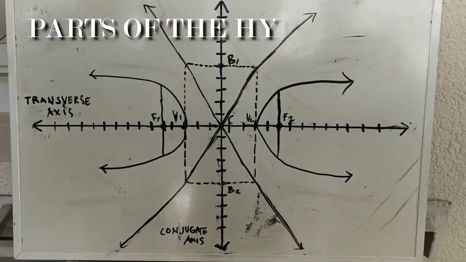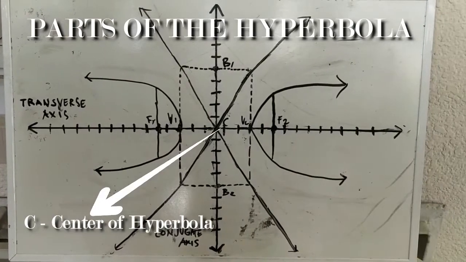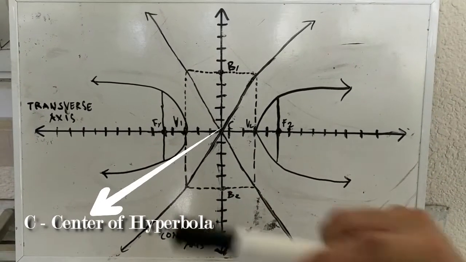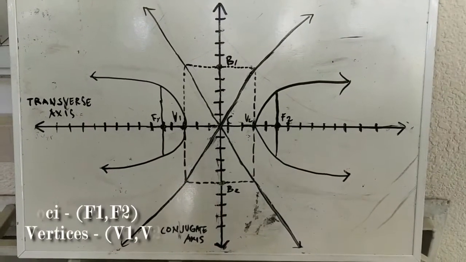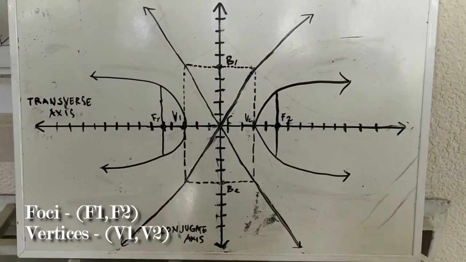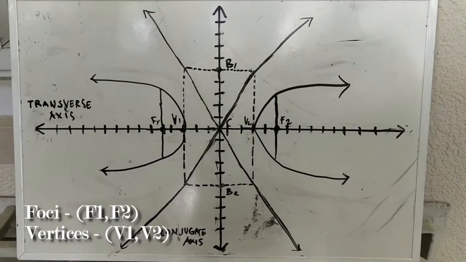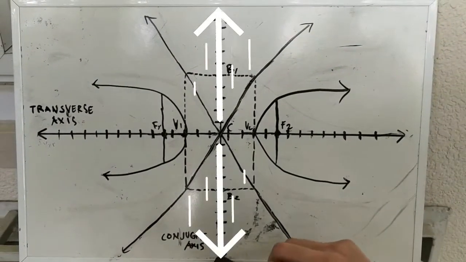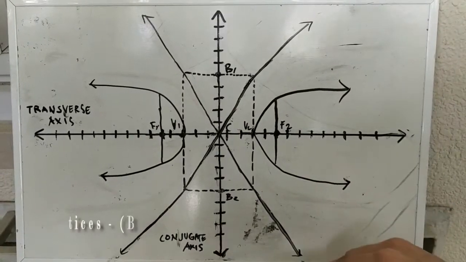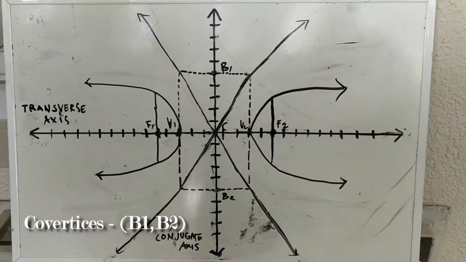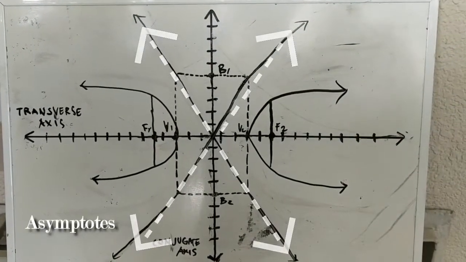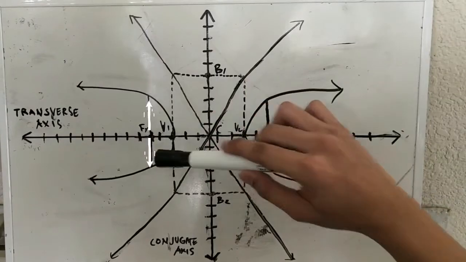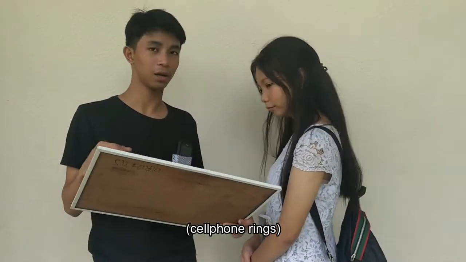The first part of the hyperbola is the center, where you can find the transverse and the conjugate axis. The transverse axis is the line that passes through the foci, the vertices, and the center. The F1 and the F2 are the foci. The V1 and the V2 are the vertices. And now, the conjugate axis is the line that passes through the co-vertices. The B1 and the B2 are the co-vertices. These diagonal lines are the asymptotes. And this line is the lateral recta. So these are the parts of the hyperbola.